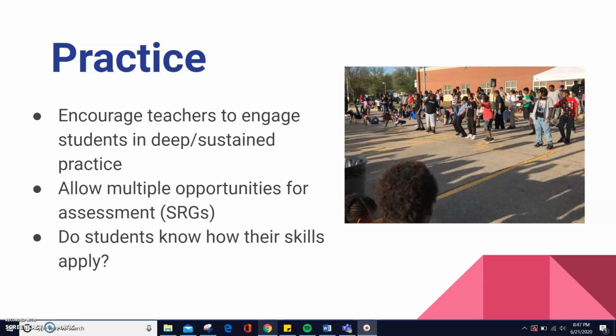Practice. I'm encouraging teachers to engage students in deep, sustained practice, not just doing work to complete an assignment, but actually gaining understanding and usable skills from it, allowing multiple opportunities for assessment, giving students a glance at where they are and constantly letting them know how their practice is affecting their learning, and always looking to answer the question of, do students know how their skills apply? Are we giving them opportunities and feedback on where they're going to be using these skills in the future, not just to work on assignments in the classroom?